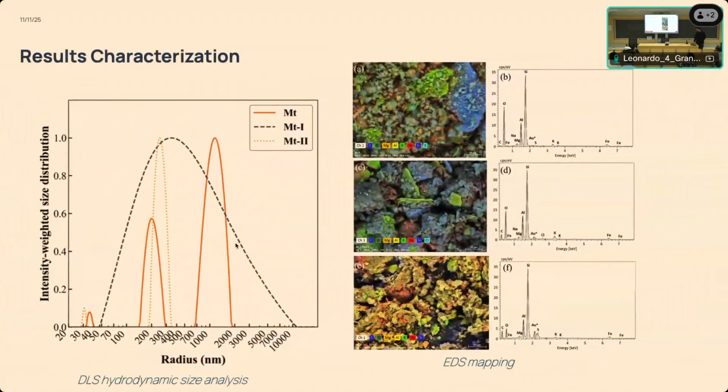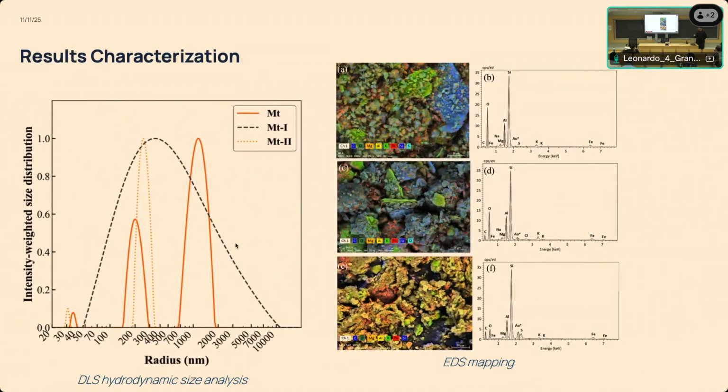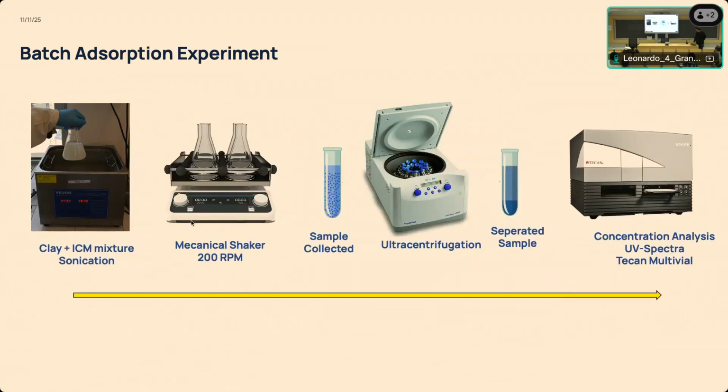Furthermore, we also did the particle size distribution characterization to see how the clay particle size varies after the modification. In our case, MT is the unmodified, naturally occurring clay, and with MT2, the double modification, and the single modification, the particle size tends to decrease almost to the nanoscale. Here are some other characterization techniques we used to better visualize the morphology and chemistry of this clay. For the batch experiment, we started with testing all these three clays at different conditions of concentration and time scale.